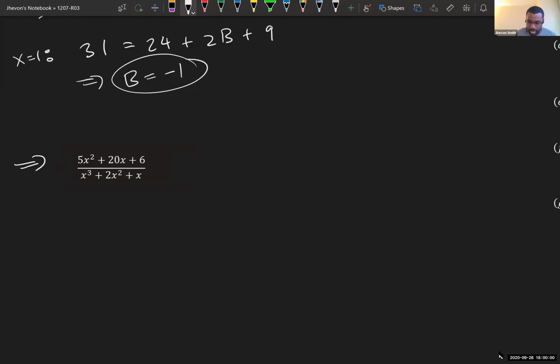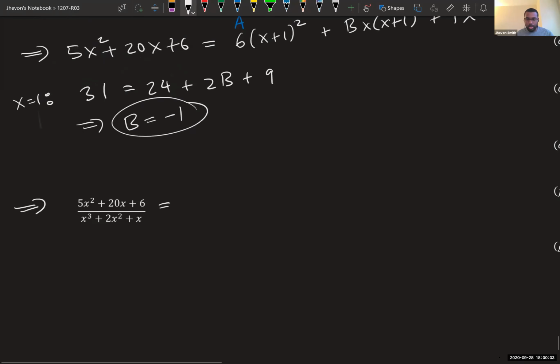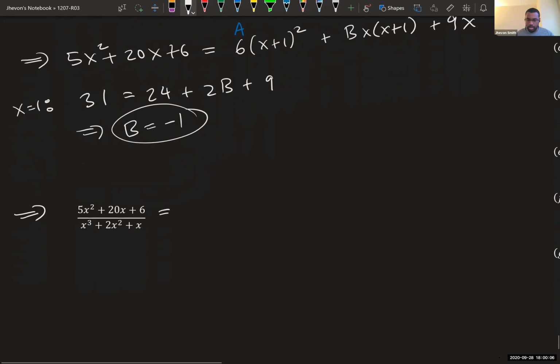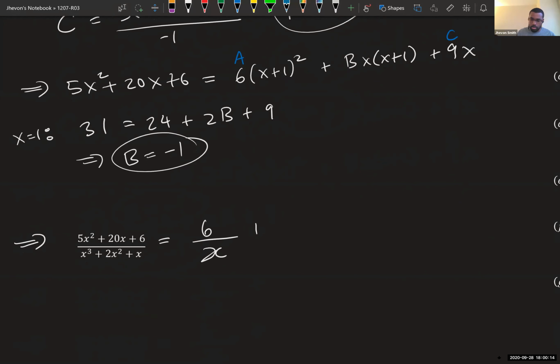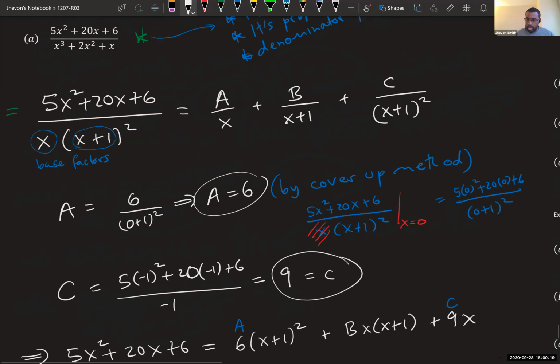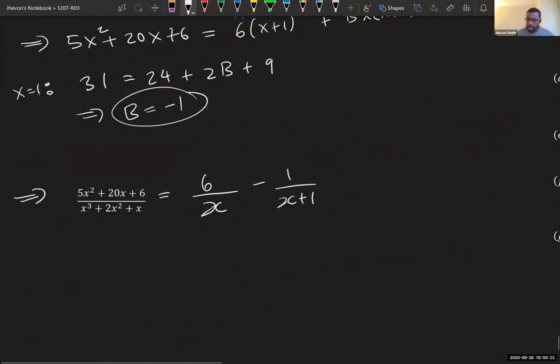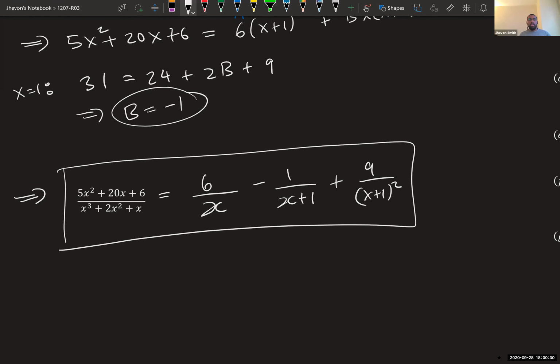I think it would have been faster if I just wrote it down. Okay, yeah. So that's equal to a, which is 6 over x plus b over x plus 1, but your b is -1, plus c over x plus 1 squared, and our c is 9. And you can check if I were to add all the fractions on the right side, they would actually combine to give me the fraction on the left side, or the rational function.